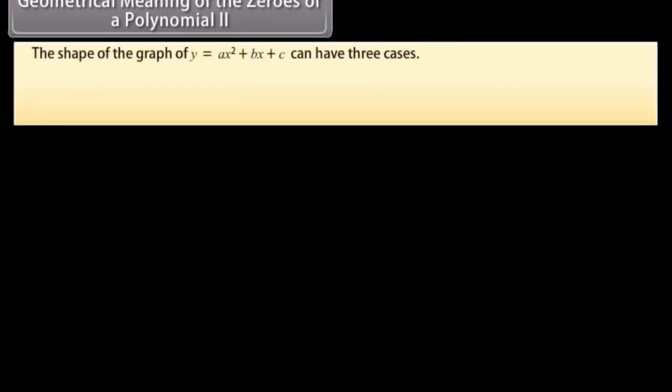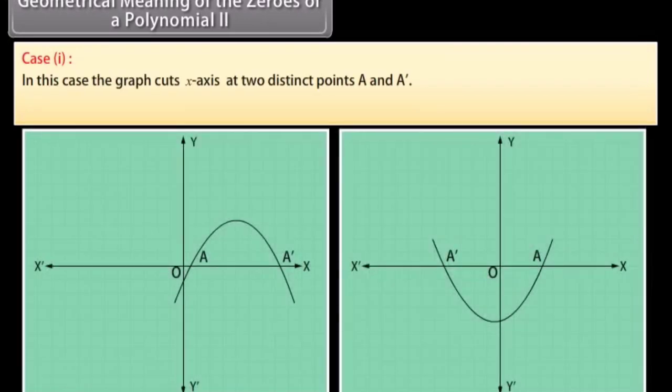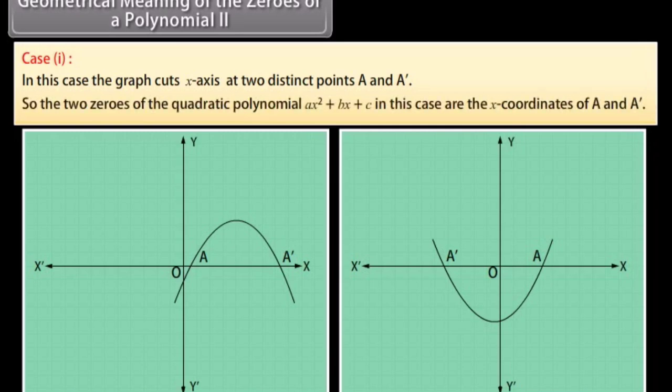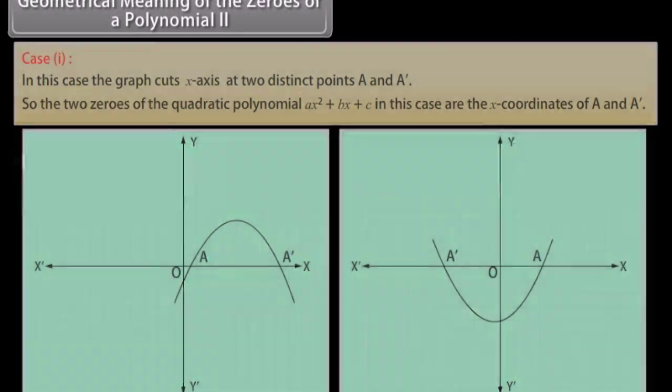Geometrical meaning of the zeros of a polynomial 2. The shape of the graph of y = ax square + bx + c can have 3 cases. Let's discuss them one by one. Case 1. In this case, the graph cuts the x-axis at 2 distinct points A and A bar. So the 2 zeros of the quadratic polynomial ax square + bx + c in this case are the x-coordinates of A and A bar.